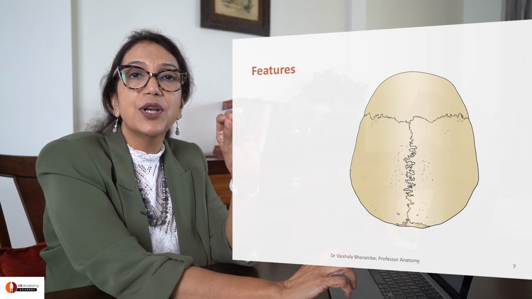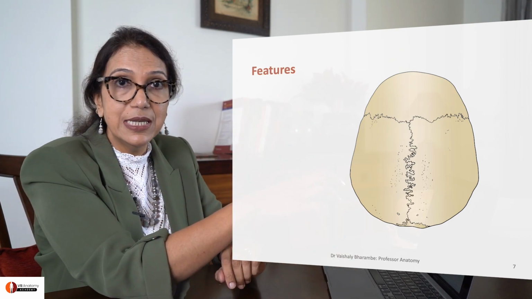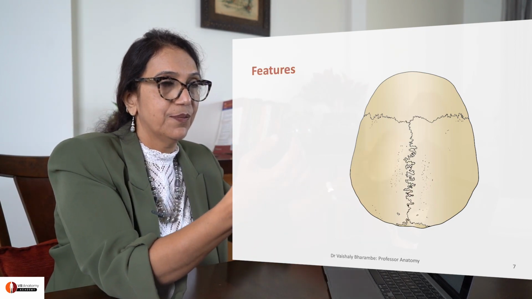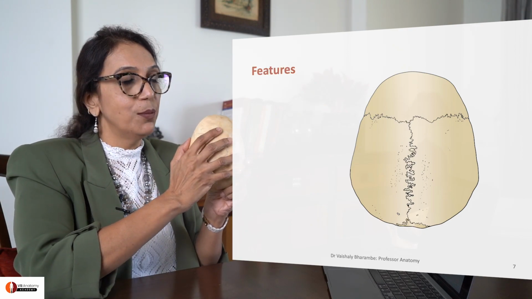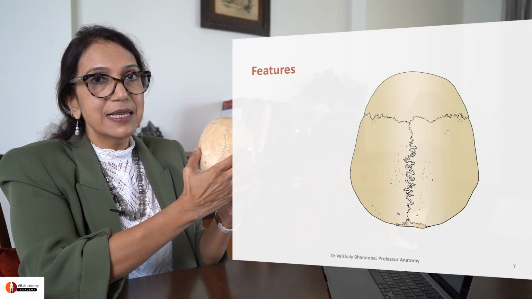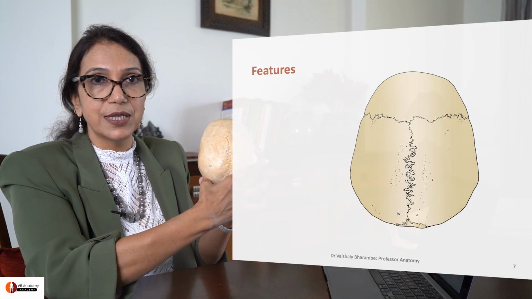We'll now come to the general features of Norma Verticalis. When you look from above, what do you see? You see the whole skull cap region. Normally we have the skull attached below, this is the skull cap. When you look at the skull cap, you see that it's quite narrow anteriorly and quite wide posteriorly, okay?